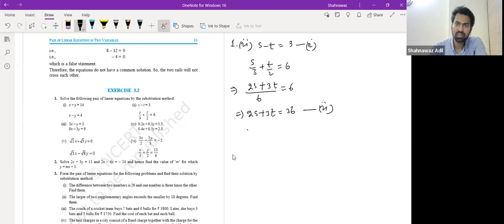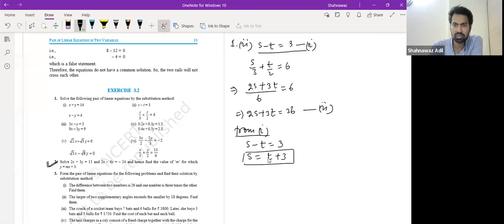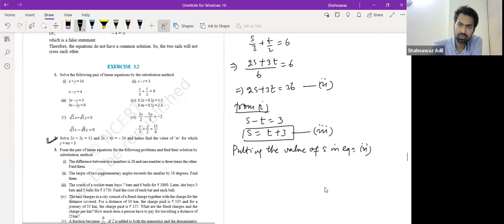Okay. Now we will find the value of S from the first equation. We will skip these parts, right? Because these are the same questions. So we'll skip these parts and directly come to this point. Okay. So from first, S minus T is 3. So S would be T plus 3. This is addition, so we can write it any way we want. Okay. So putting the value of S in the equation.